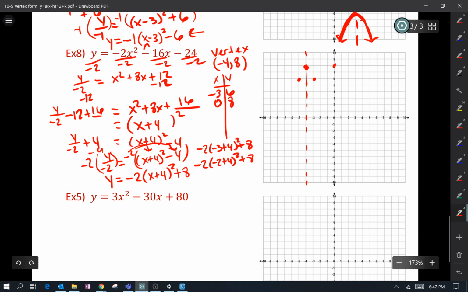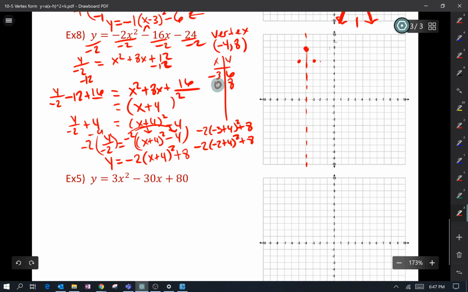So if you get a point way up here, and you know it's going to have to be down here somewhere, right? So you know that's not right, right? All right, so what did I plug in? A negative 2, right? Negative 2 plus 4 is 2. 2 squared is 4. 4 times negative 2 is negative 8 plus 8 is 0.